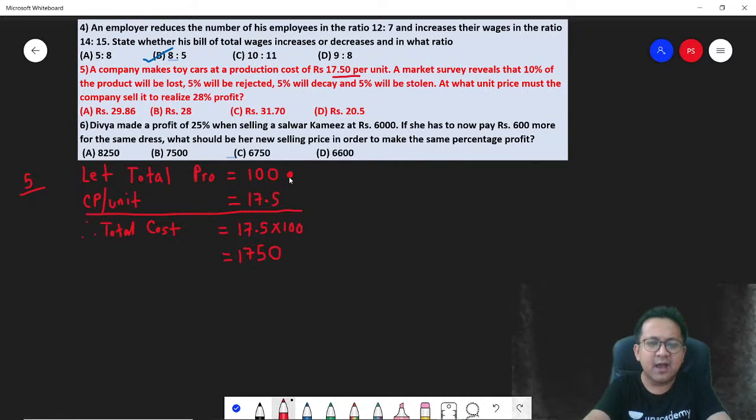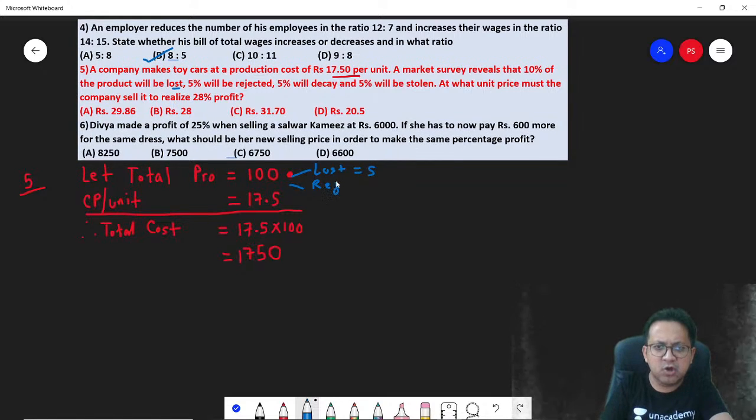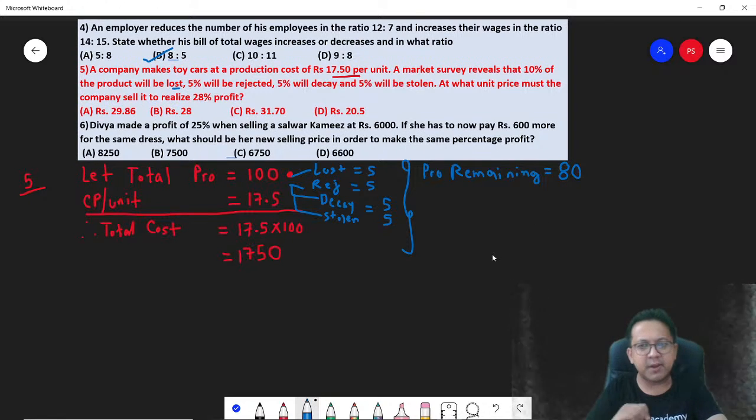Next they say a market survey reveals that products are lost. 10% of the products are lost. So out of the 100 products, how many products are lost? Lost is 5. Rejected is 5. Decay is 5. And stolen is 5. Correct? So how many products are gone? 20 products are gone. Therefore, products remaining is 100 minus 20, which is 80 products.